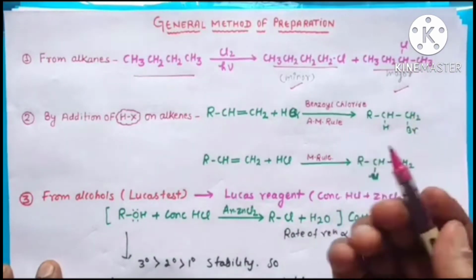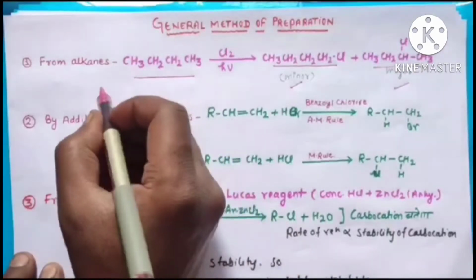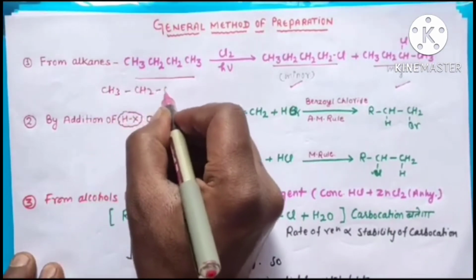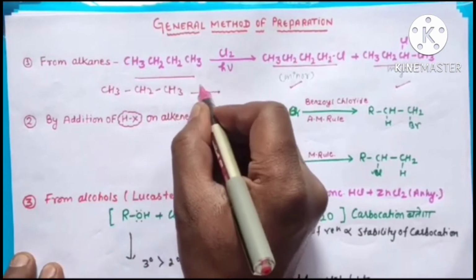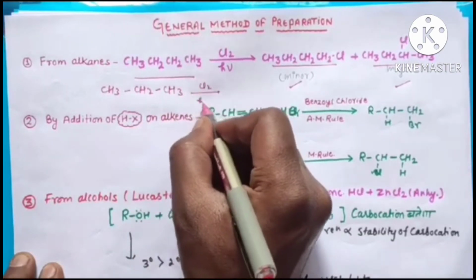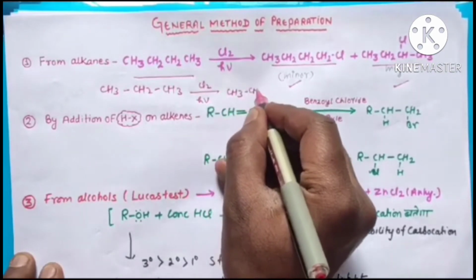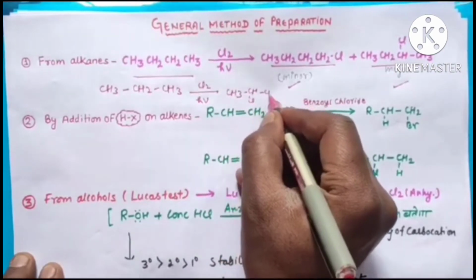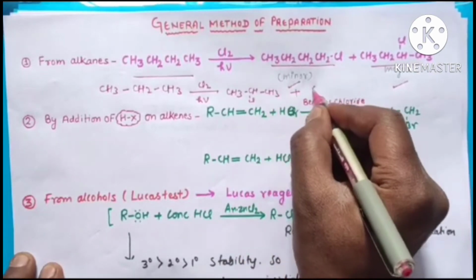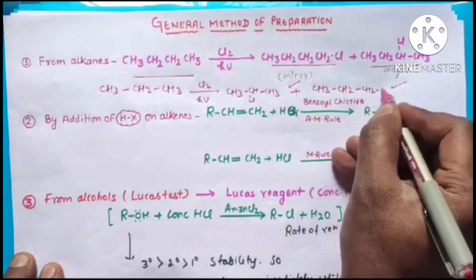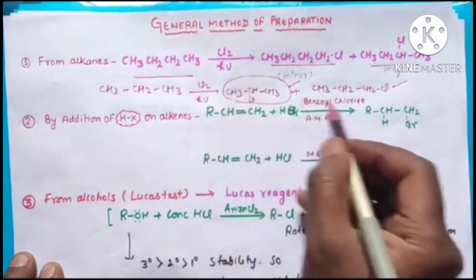So similarly you can put some more examples on it, like CH3, CH2, CH3. If I am going to do halogenation on it with Cl2 and light, what will happen? There will also be two products, CH3CHClCH3 plus CH3CH2CH2Cl. So how will this take place? What will be the mechanism?